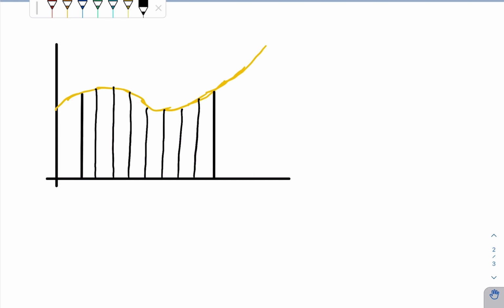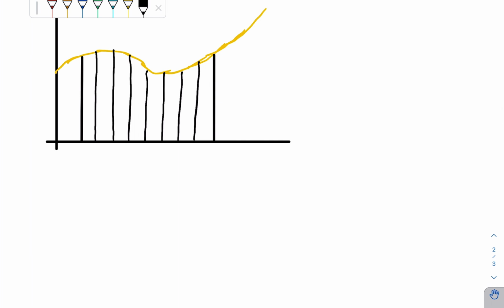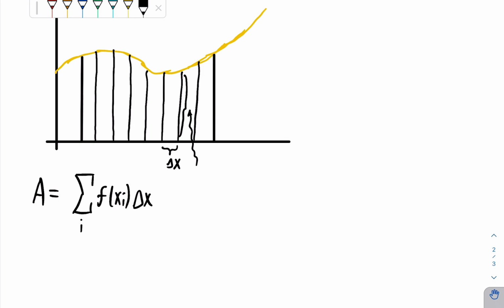So how would this happen algebraically? I would find the area by taking the sum over i of f of x sub i delta x. And this little guy is going to be the delta x, and the height is the f of x sub i, at our certain i value.